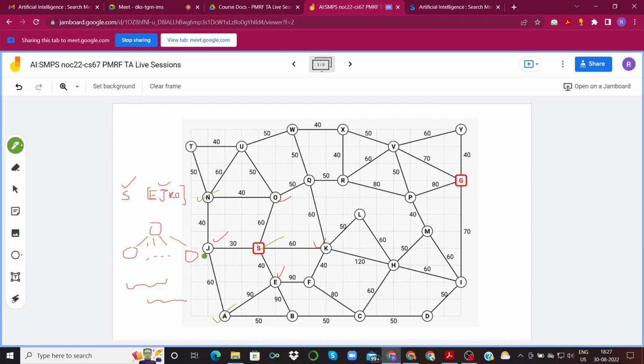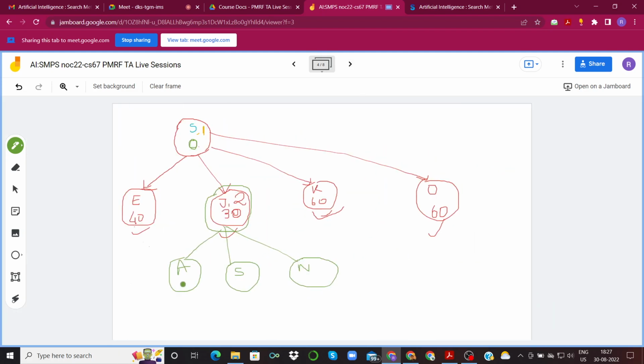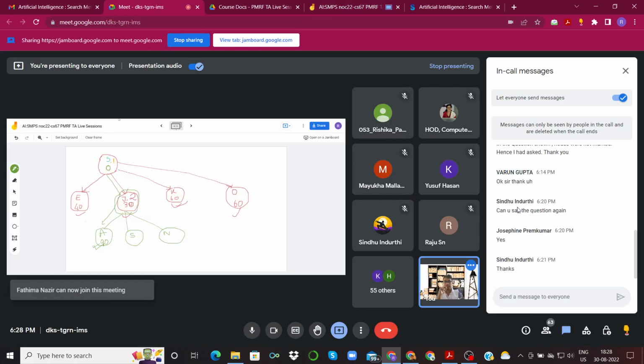Now let's look at the cost associated. The cost of going from J to A is 60. So the cost that we would assign to this node would be 60 plus 30, because that is the cost we are incurring while going from S to J to A. That is what I was trying to convey in the previous point. Is this clear? Yes, sir. So the costs are additive, we just look at each step, right?